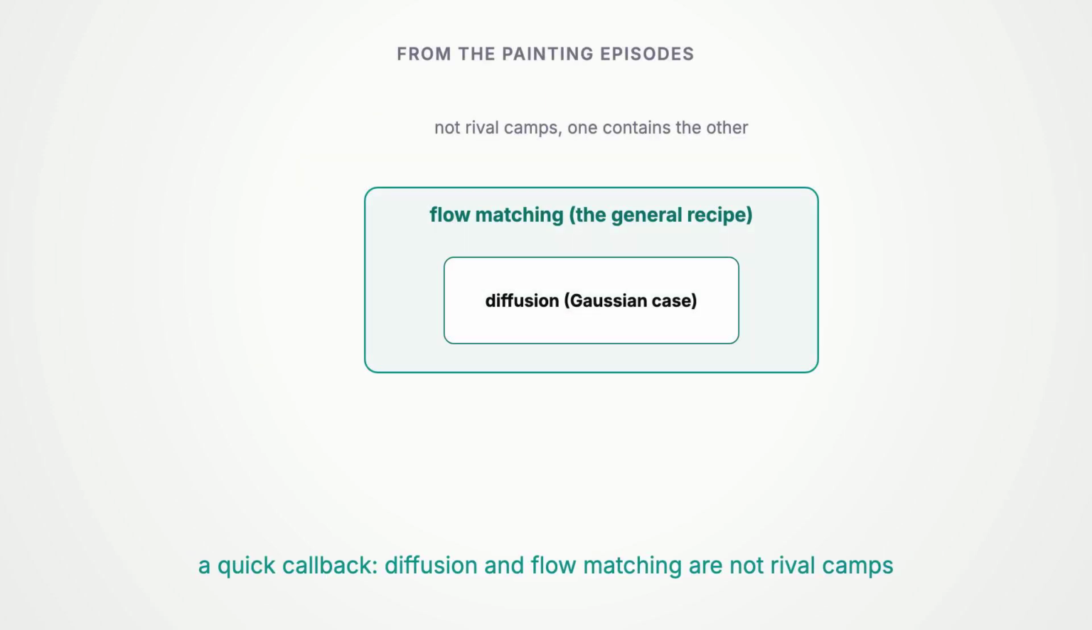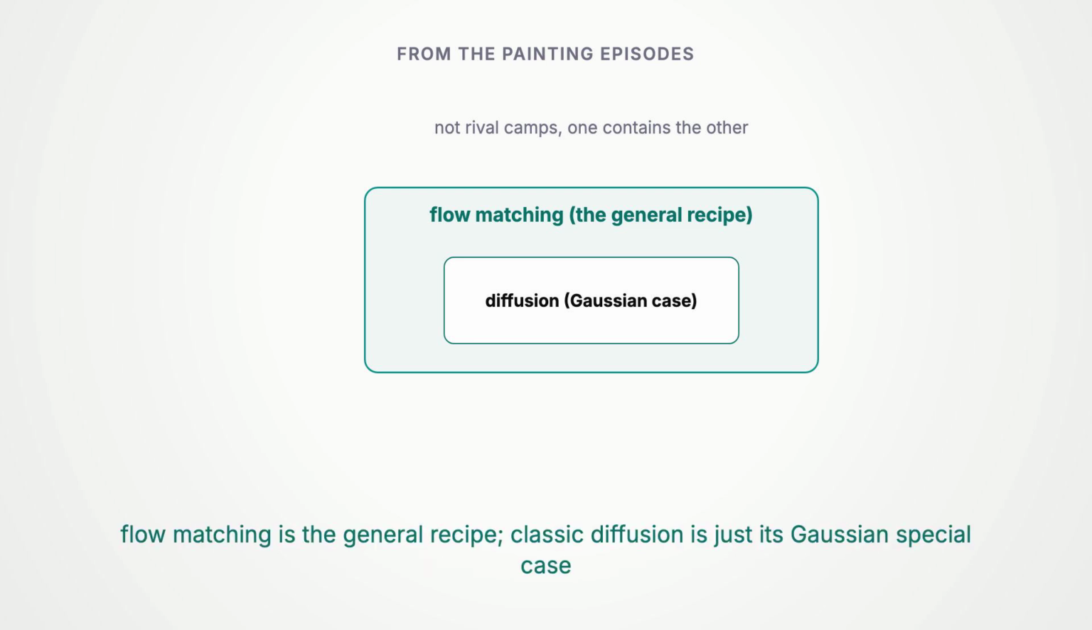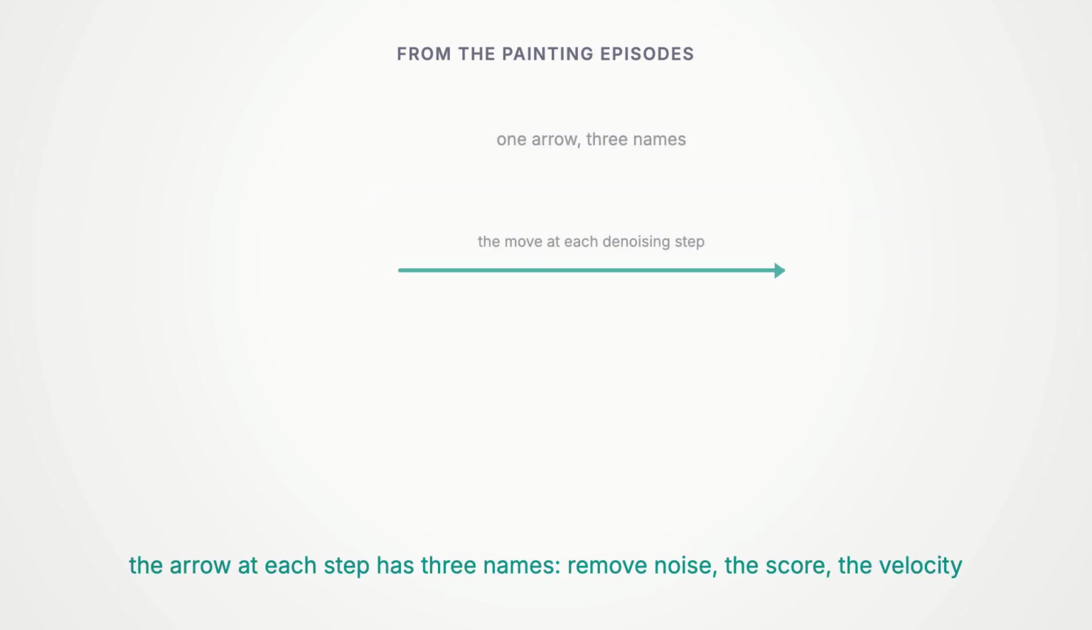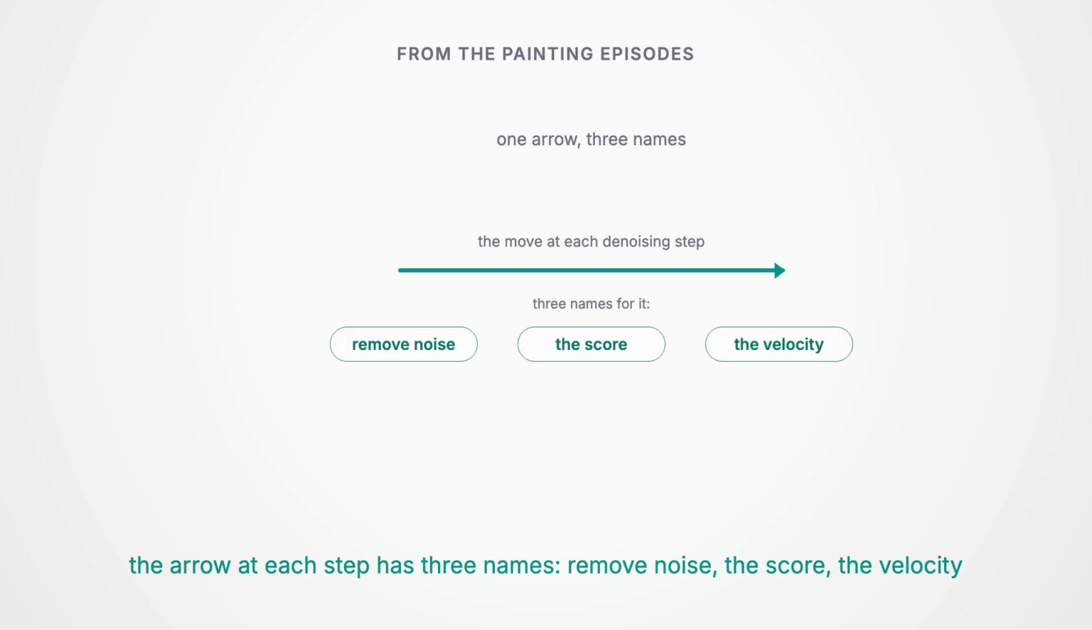One quick callback before the knobs, because the internet muddles it constantly. In the painting episodes, we settled two things, and you only need them in one line each here. First, diffusion and flow matching are not rival camps. Flow matching is the general recipe for that downhill walk, and classic diffusion is just its Gaussian special case. Same family, not a feud. Second, the arrow the model follows at each step goes by three names: removing noise, the score, the velocity, and they are one arrow in three costumes, not three different machines.